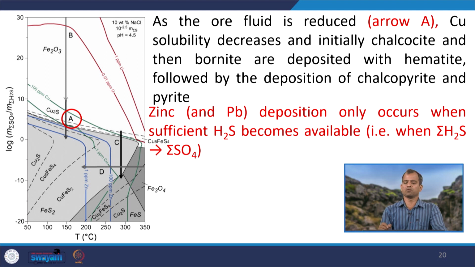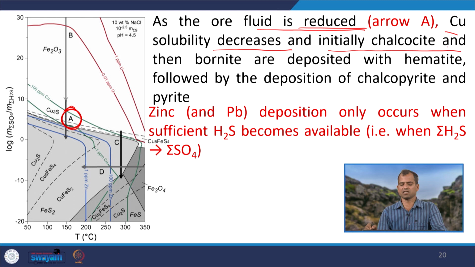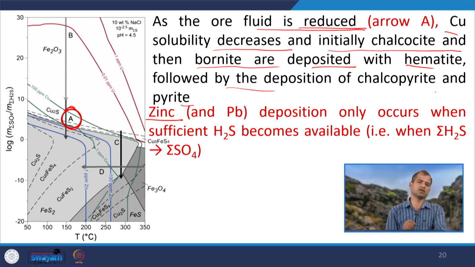So, as the ore fluid is reduced, for example here, once we are coming from this lower part to the upper part, the copper solubility decreases, and initially chalcocite and then bornite are deposited with hematite, followed by deposition of chalcopyrite and pyrite. That means the sequence of mineralization it is following, and zinc and Pb deposition only occurs when sufficient H2S becomes available, otherwise there is no zinc mineralization. Because for zinc sulphide we need H2S. So, when sulfur is more available, then zinc sulphide will be deposited.